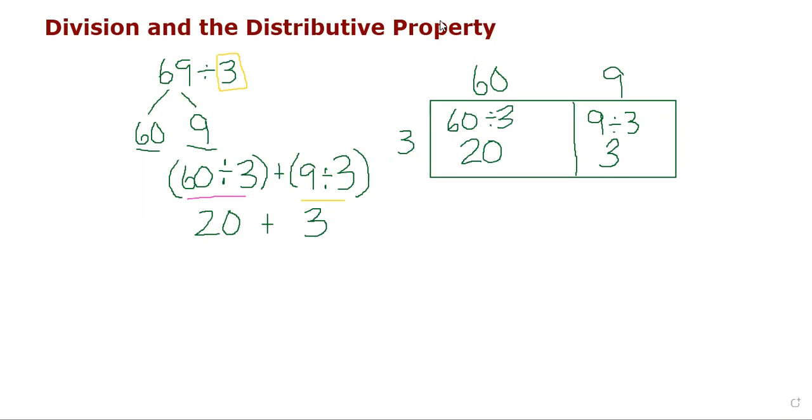So now I'm ready to add 20 plus 3. 20 and 3 more equals 23. This model helped me to solve 69 divided by 3 by breaking it apart and distributing the number 69 to get to my answer of 23. Like I said, it's really similar to that model we used when we were multiplying. We just need to remember that this time we are dividing and we are not multiplying.